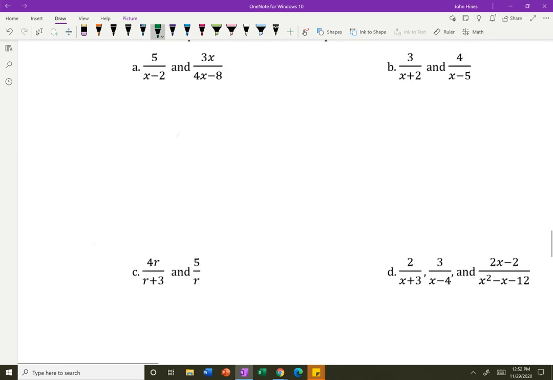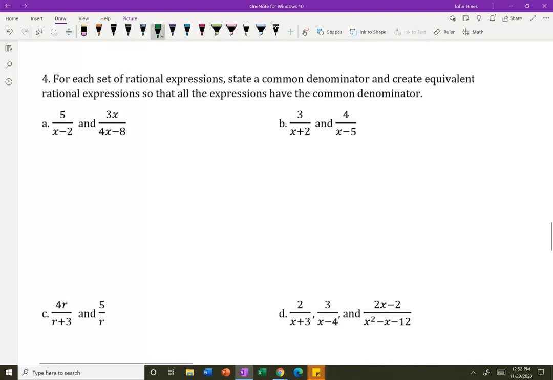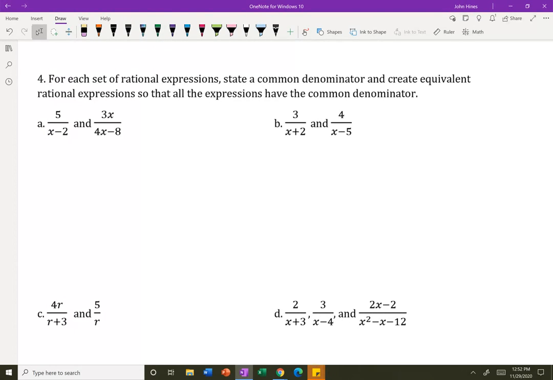All right, here we go. Last thing, and then I'll end the video. For each of these rational expressions, state a common denominator. So we're going to go back to like 3rd and 4th grade and talk about common denominators. We're going to create rational expressions so that everyone has a common denominator.